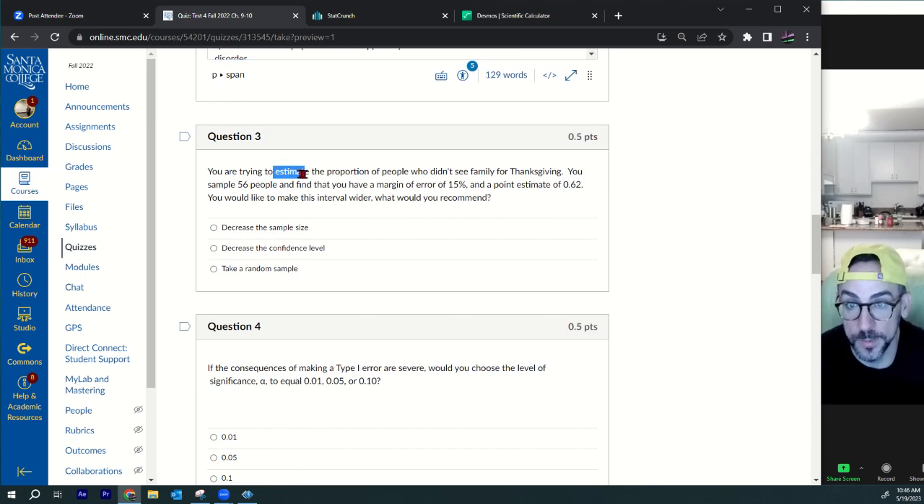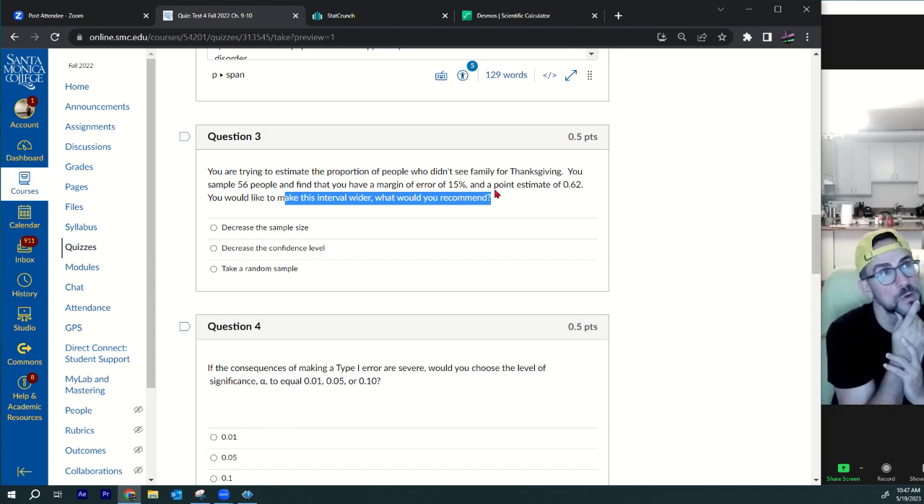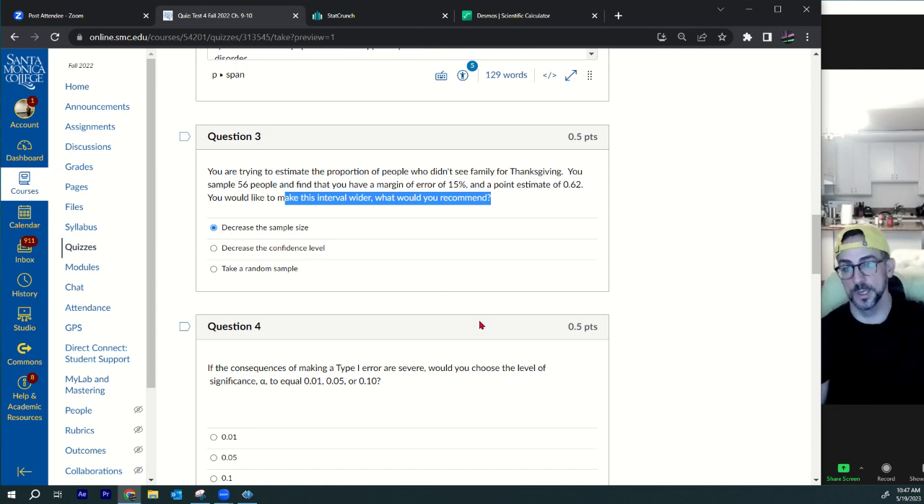All right, you were trying to estimate the proportion of people who didn't see family for Thanksgiving. You sample 56 people and find that you have a margin of error of 15% and a point estimate of 0.62. You would like to make this interval wider. What would you recommend? To make it wider, I'm gonna increase the confidence level. It doesn't say increase the confidence level here, but I'm also gonna decrease the sample size because that's also an option. Remember, when you increase the sample size, it gets more narrow. Therefore, if you decrease the sample size, it gets wider.